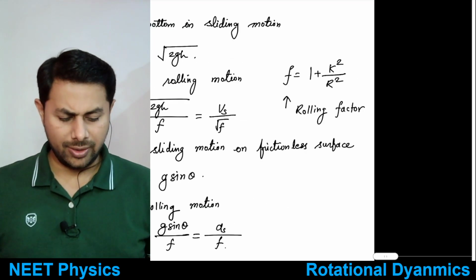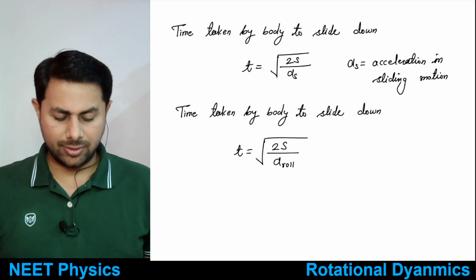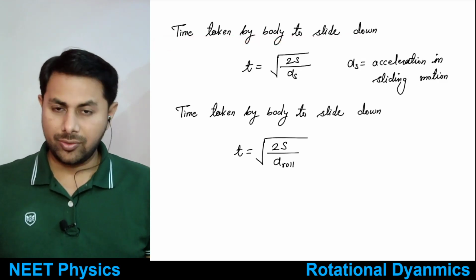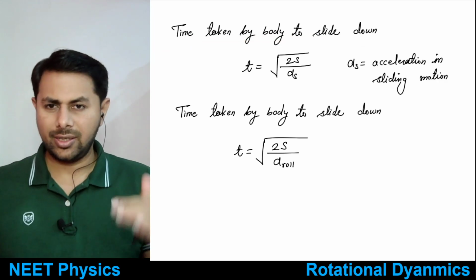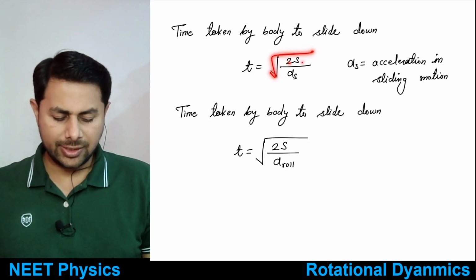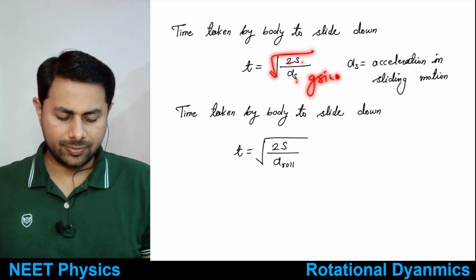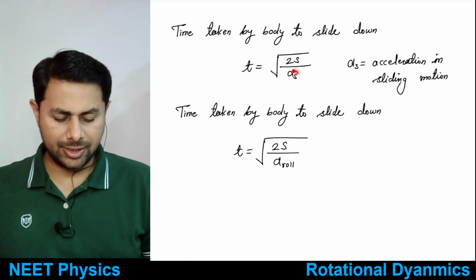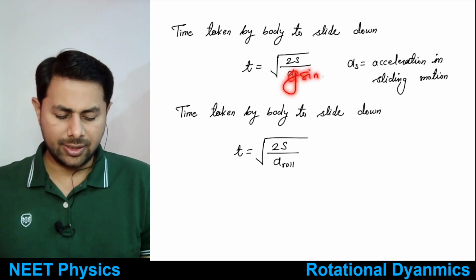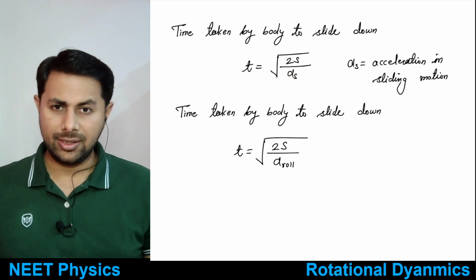Okay, good. And then the time taken by a body to slide down an inclined surface in case of sliding motion is just t equal to square root of 2s divided by acceleration in sliding motion, which is equal to g sine theta, right? So time taken is just square root of 2s divided by g sine theta.